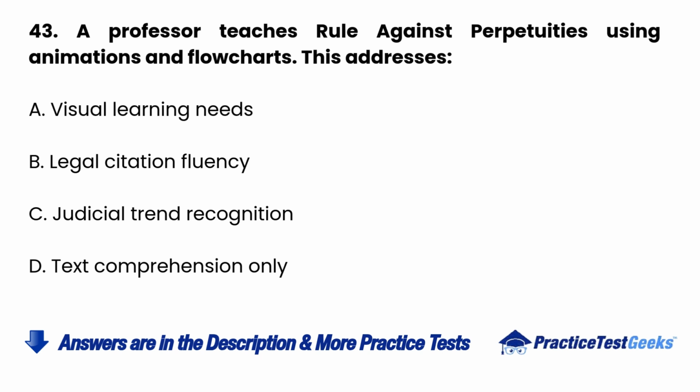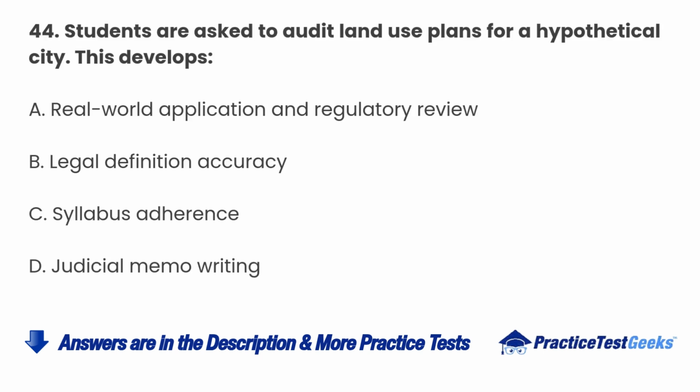43. A professor teaches rule against perpetuities using animations and flowcharts. This addresses A. Visual learning needs. B. Legal citation fluency. C. Judicial trend recognition. D. Text comprehension only.